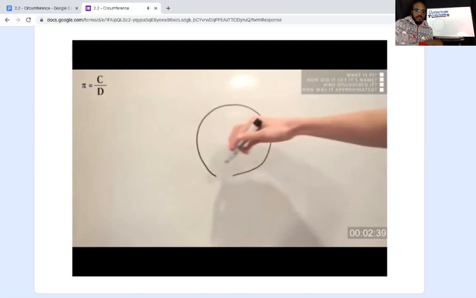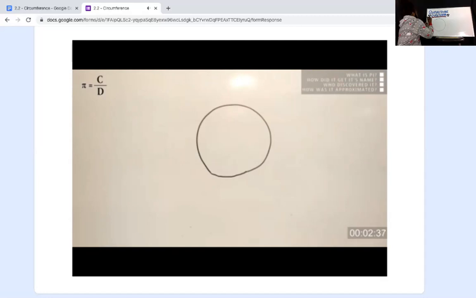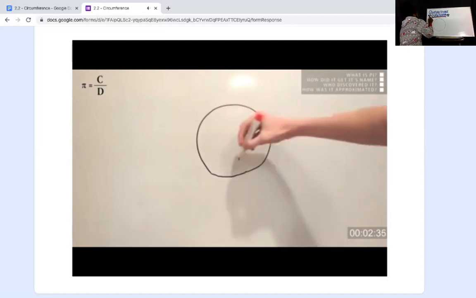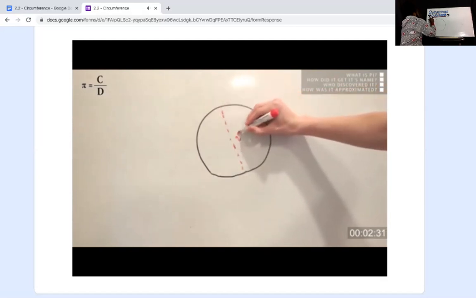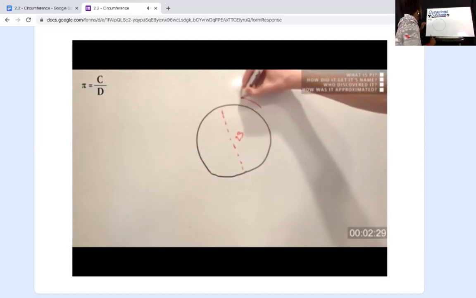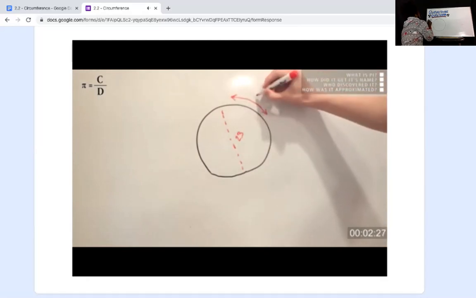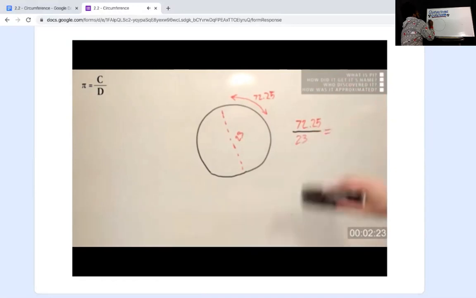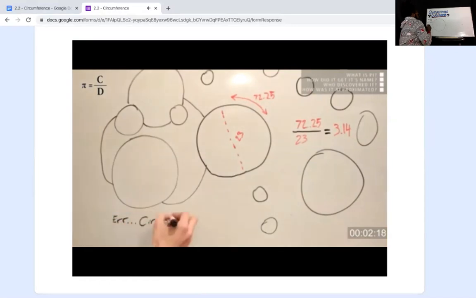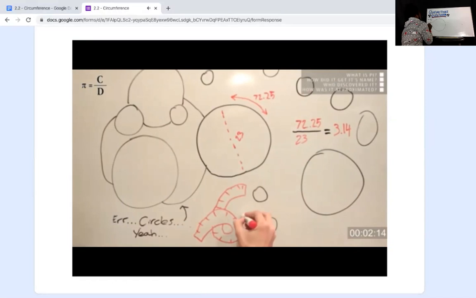Okay, look at this circle here. Are you looking at it? Look at it. Are you looking at it now? Okay, good. The diameter of this circle, which is, as you probably know, the distance from one side of a circle to a point on the direct opposite side, is 23. And the circumference, which is the distance around the entire circle, is about 72.25. If you divide the circumference by the diameter, you're going to get 3.14. This applies to all circles. If you get a tape measure and measure the diameter and the circumference of a circle, the ratio of the circumference to the diameter will always be pi, or approximately 3.14.